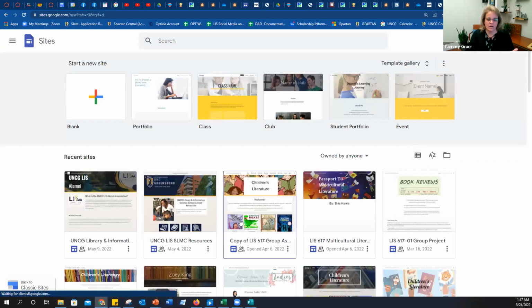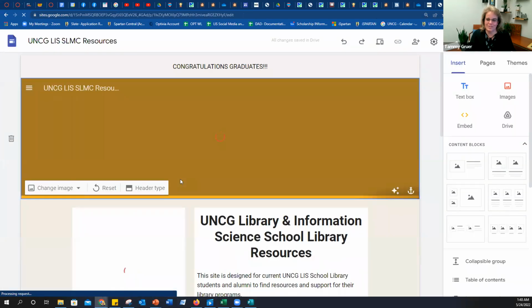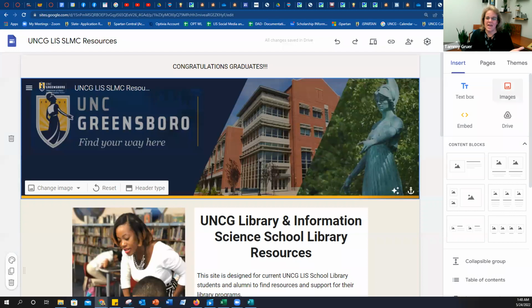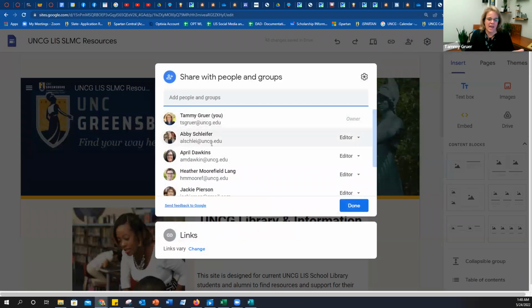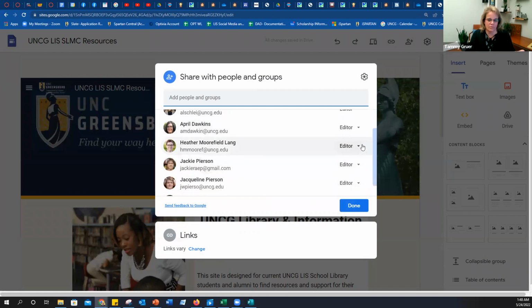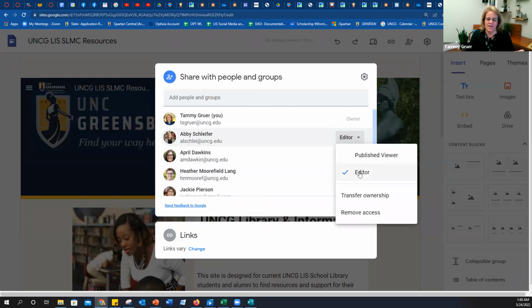Once you're here, you need something you have edit access to. I'm going to use the website we have for just our school library folks to support that. When I'm in the edit mode, you're going to see a little person at the top with a plus sign. When you click that person, you can add multiple people and give them editing rights. You see that over here on the right. So I can give all these people editing rights. I can take them as a published viewer, or I can give them editing rights themselves.